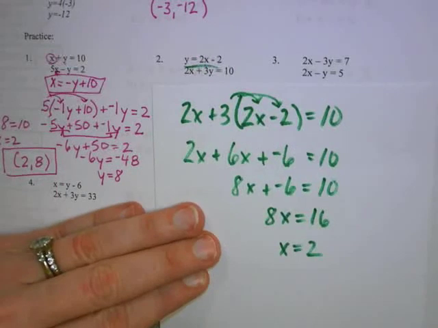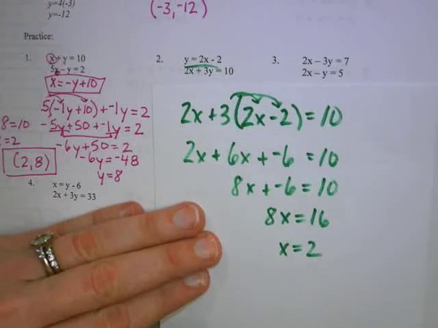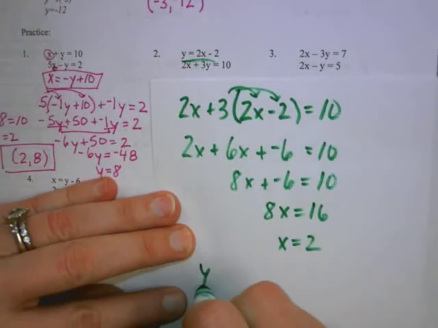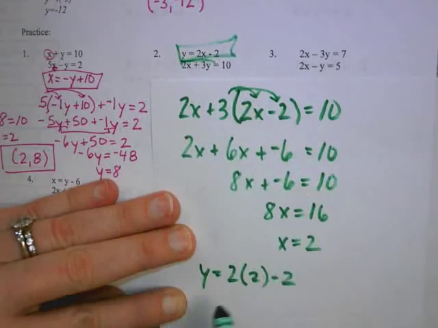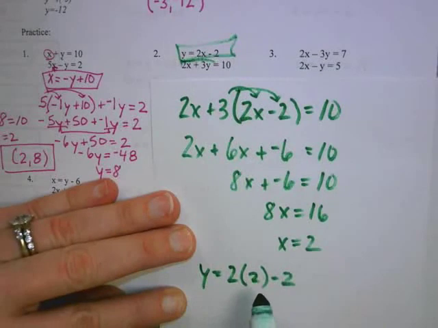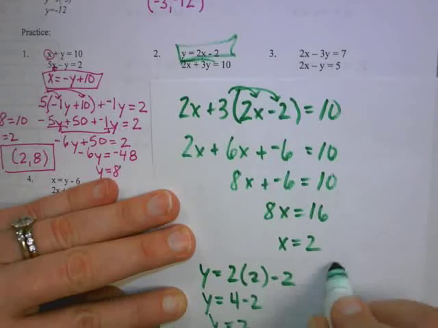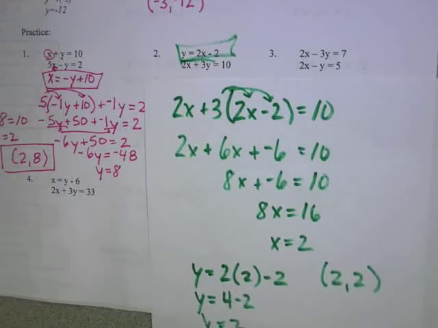Now you need to take that and plug it into whichever equation you want that looks easier. I would say the first one looks easier to plug 2 in. So it's y equals 2x minus 2. See, there was my original first equation again. And I plugged 2 in for x. So y equals 2 times 2, which is 4. Y minus 2 is 2, so y is also 2. So my solution, I write it as an ordered pair with parentheses, is 2, 2. And you would plug it back in to check to make sure it worked.